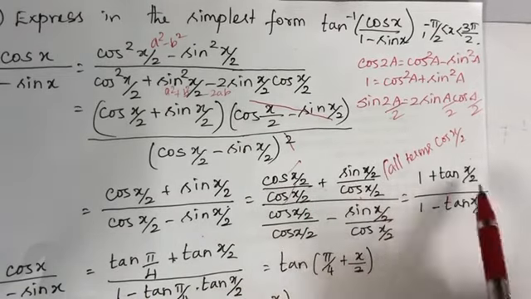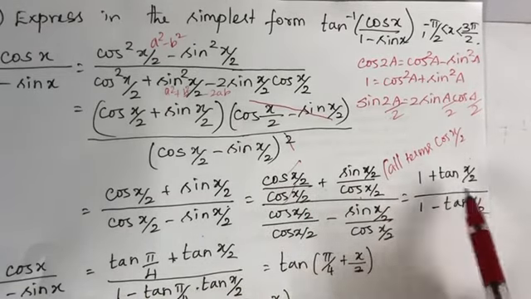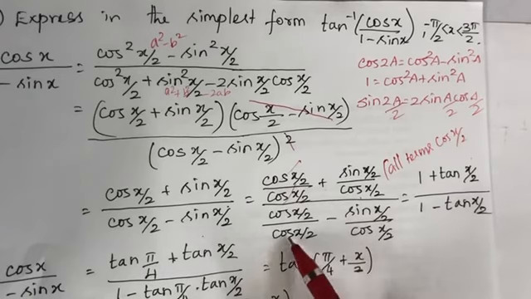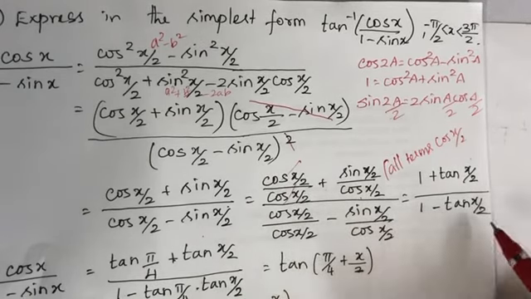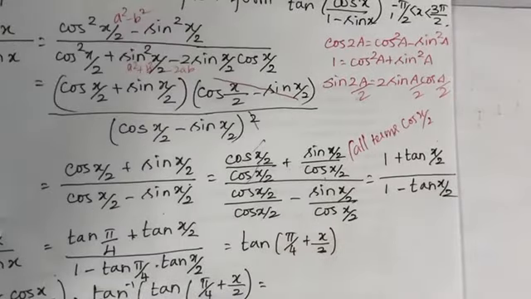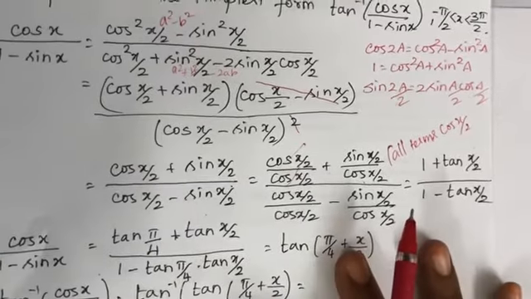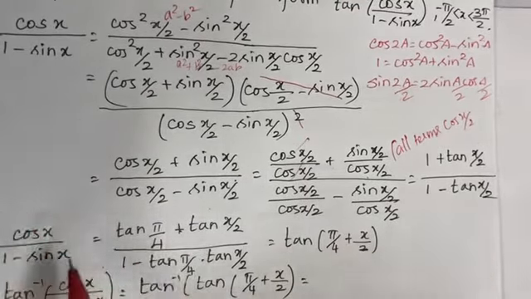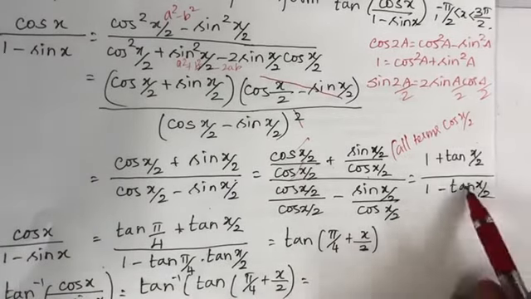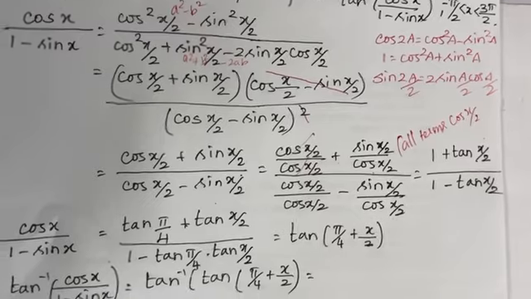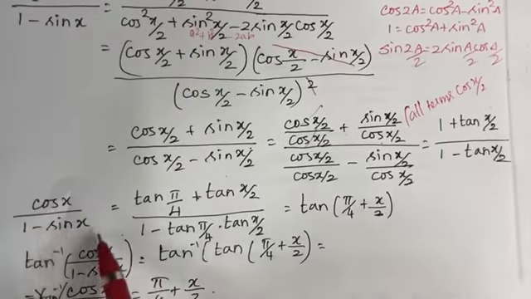Sin by cos is tan. So 1 plus tan x by 2. Similarly, in the denominator, cos will get cancelled, that is 1. Sin x by 2 by cos x by 2, it is tan x by 2. Okay. So, what is our left hand side? Cos x by 1 minus sin x, we have brought it to this form. Okay. So, cos x by 1 minus sin x.